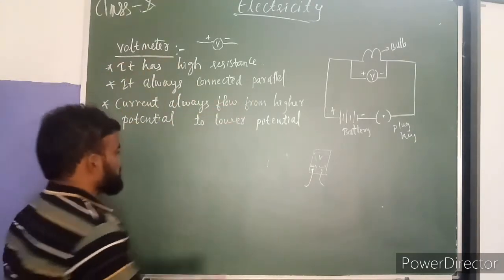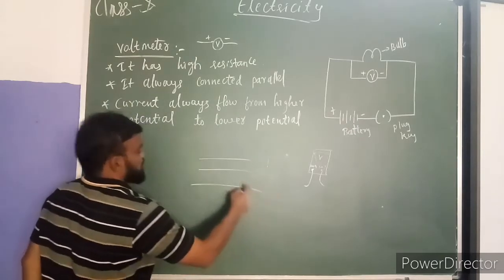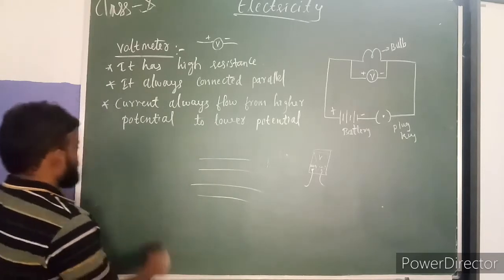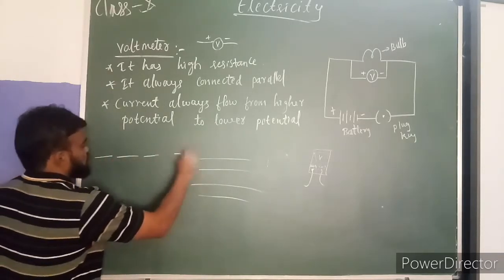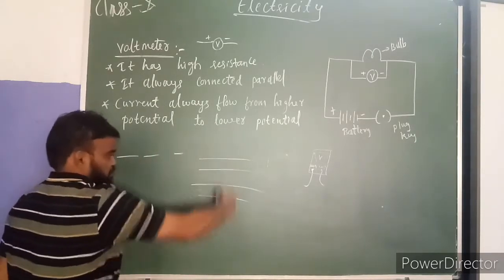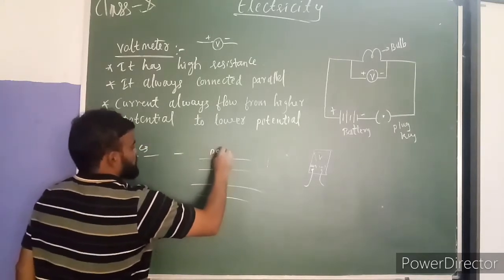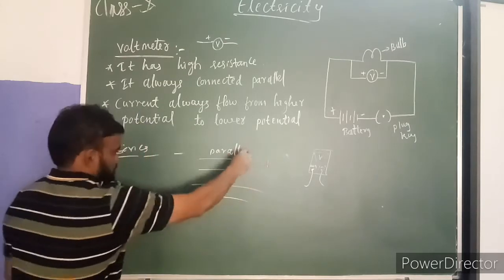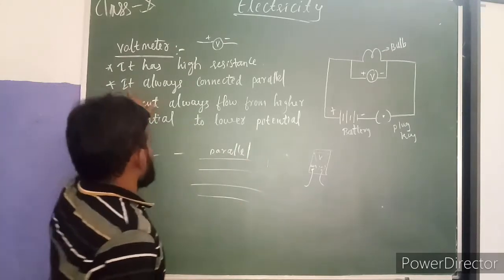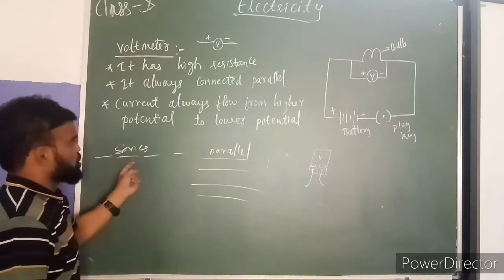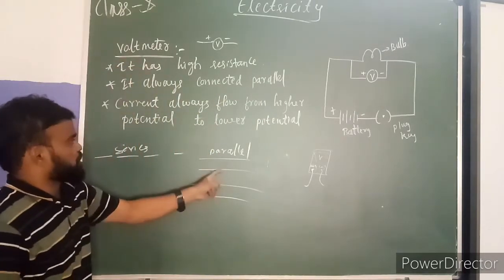Understood? Parallel means it connects like this, across the component. Series means one here, one here, one here, one here, one after another. This is in series. This is in parallel. So the ammeter is connected in series only, and the voltmeter is connected in parallel.